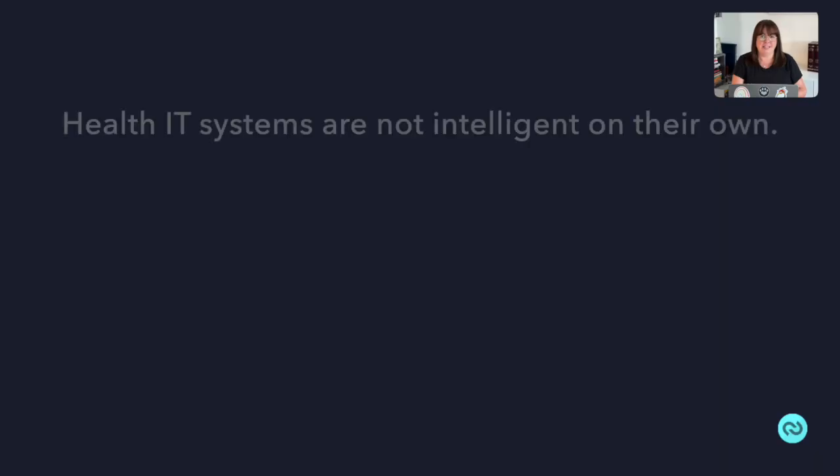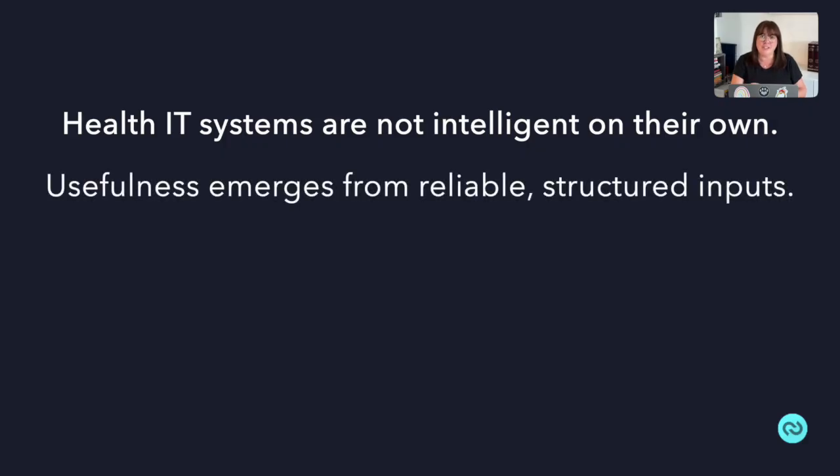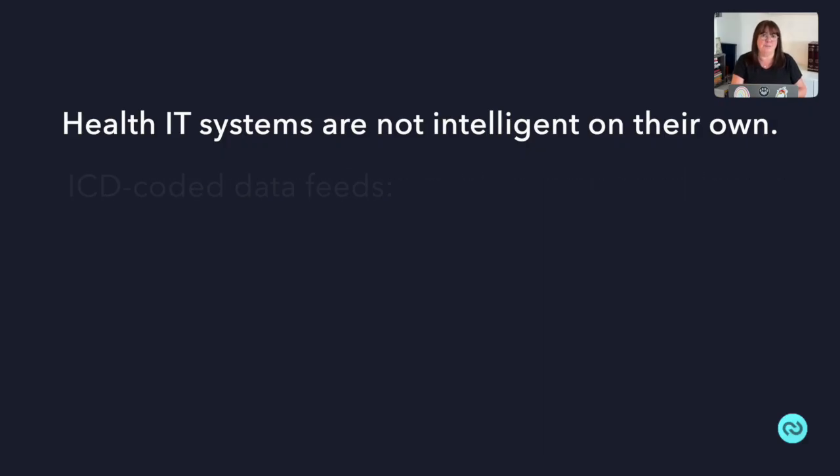Functionality that's tied to structured, coded information is also where people start to talk about system intelligence. Not because the system is suddenly becoming smart, but because patterns can start to emerge when data is represented in a structured way and it's used consistently over time. Health IT systems aren't intelligent on their own. They need consistent, reliable, structured information to work with, and ICD codes play a huge role.